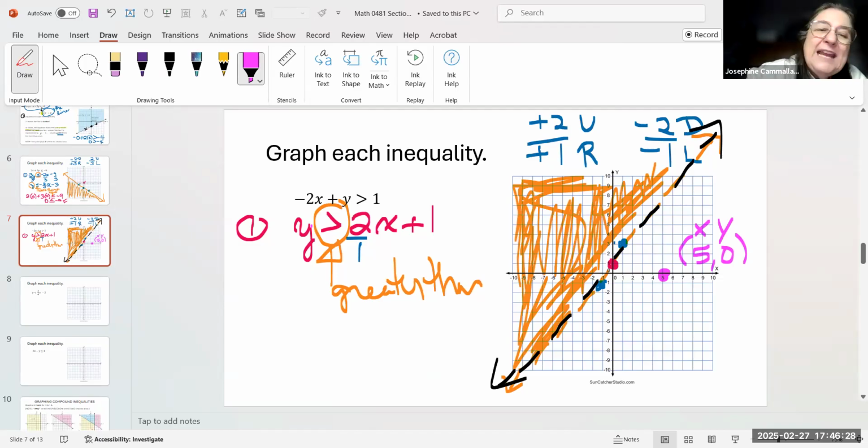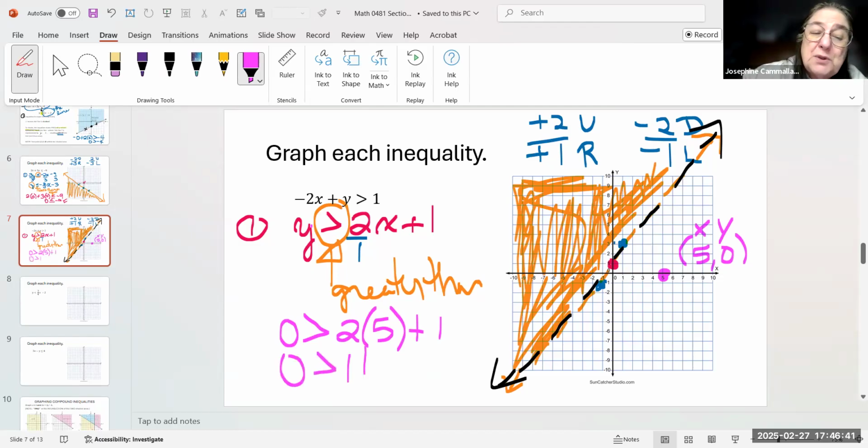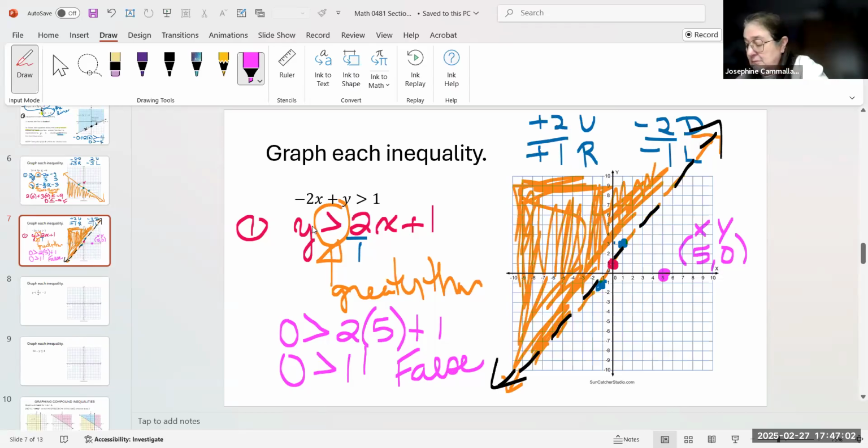Y is 0 greater than 2 times 5 plus 1. Is this true? No, this is false. I picked a point in an area that I didn't shade. Well, it comes out to be false, which is what I wanted to do. So therefore, the orange area that I shaded is correct. See how nice that was?